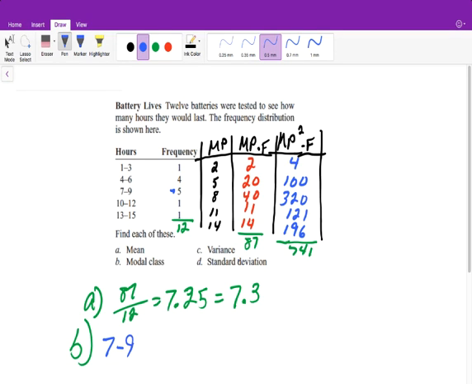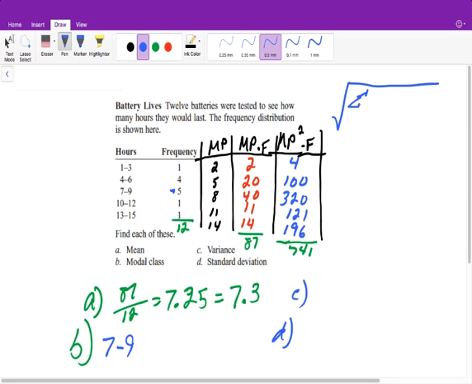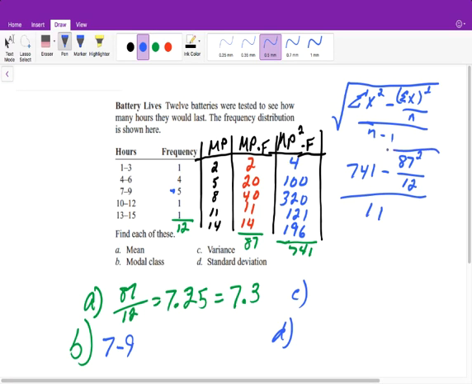All right, for our variance, we're going to find our standard deviation first, and then we'll find our variance off of that. So remember, the formula is the square root of the sum of our x squared minus the sum of our x squared divided by n, over top of n minus 1. So the sum of our x squared is this 741, minus the sum of our x, which is 87 squared, all over top of 12, which is our n, over top of 11. Then we take the square root, so let's just go ahead and do everything on the inside. So 87 squared divided by 12, 741 minus that, divided by 11.